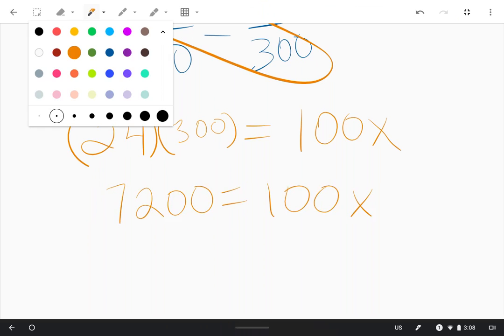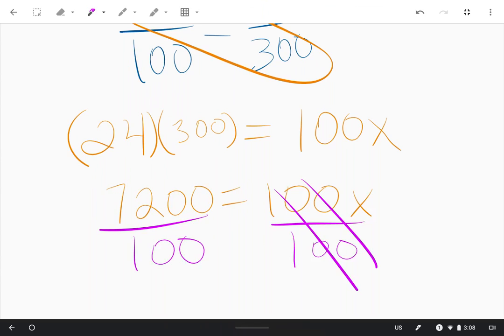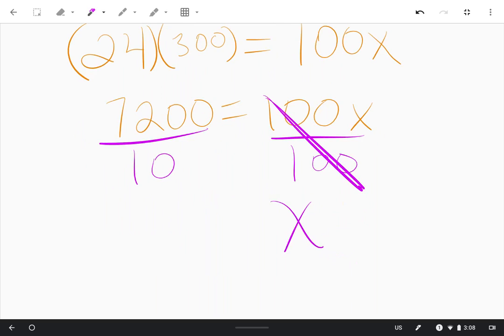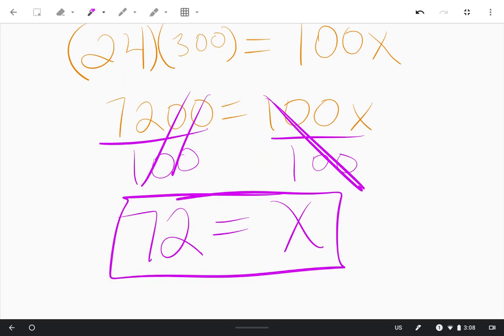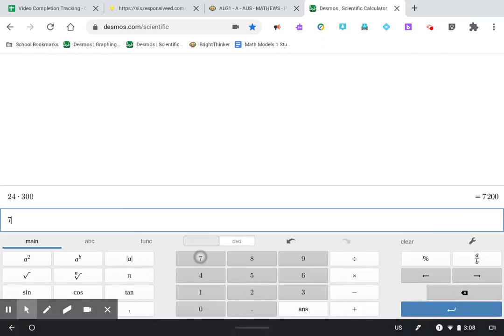Then we divide by that number there. Divide by 100. Divide by 100. That cancels out. Don't need to do that twice, but you get the idea. And we get x equals, and that's 100. Sorry about that. That's going to cancel out two of those zeros, leaving me with 72. And you could also do 7,200 divided by 100 on your calculator.